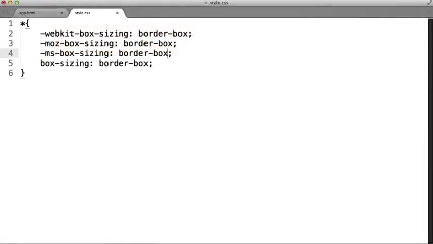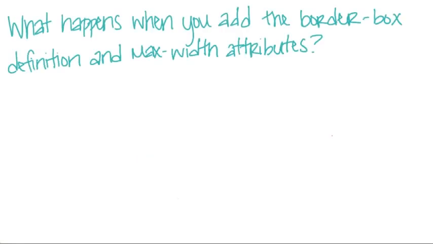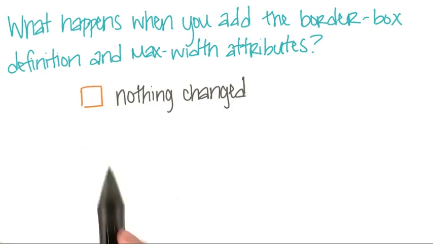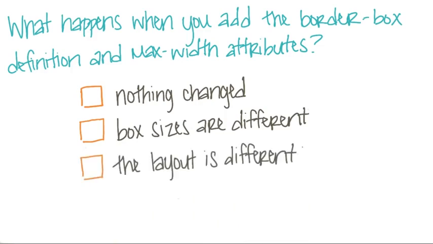And now it's time for you to put this info into your own style sheet file. Add the border box definition and then add max width attributes to the divs encompassing the image and description of the app. Now, if we look back at our design mock, we got notes from the designer that the image should be 460 pixels wide and the description should be 705 pixels wide. Then, what happens when you add these changes to your CSS file and explore the result in Developer Tools? Did nothing change? Do we have different box sizes? Or do we have a different layout?